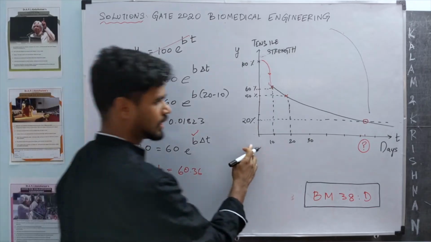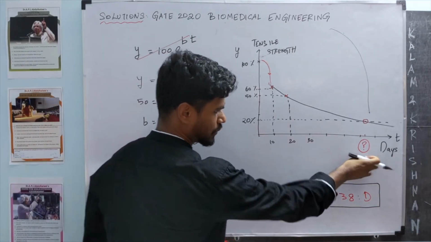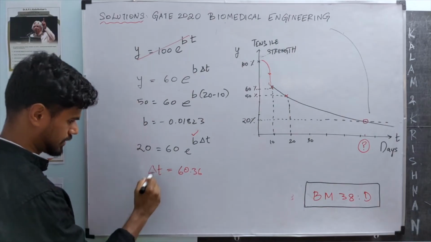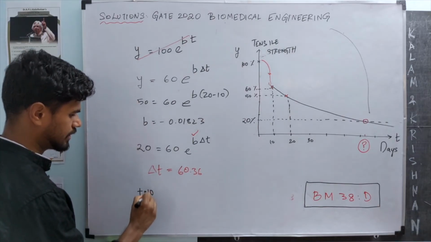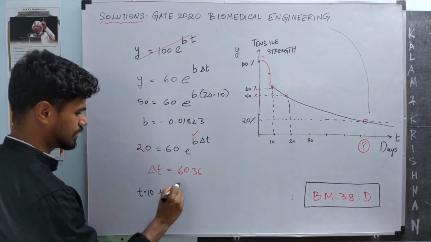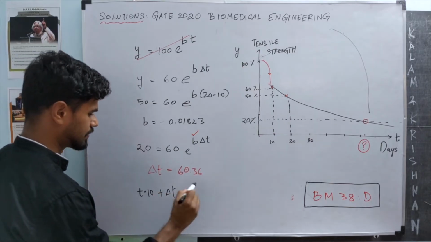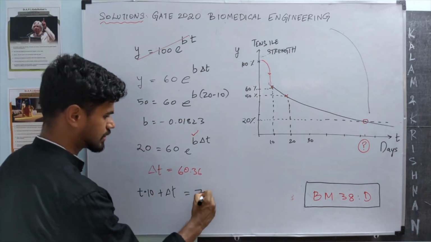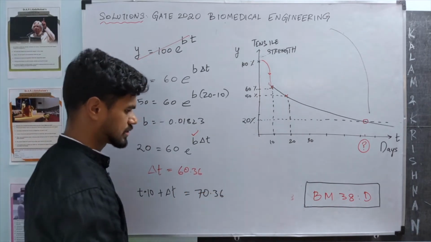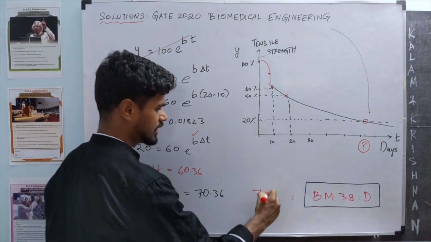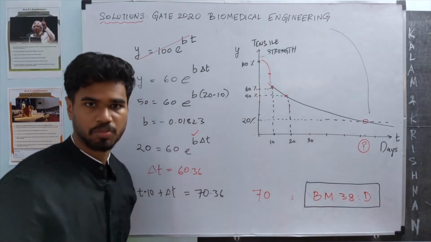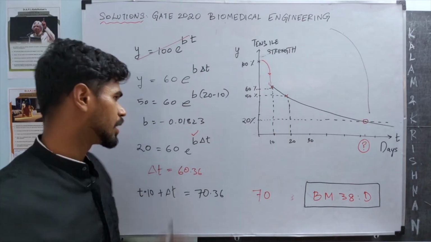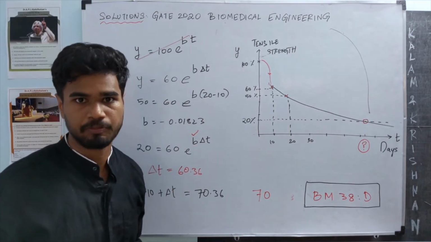So when will the value actually decay to 20%? It's t, that's 10 initially plus delta t, right? So the answer that we are looking for is equal to 10 plus delta t, which is 70.36. This is closest to 70 in option D, which is supposed to be the correct answer. This problem I think is ill-posed, but this is the best solution that I have.